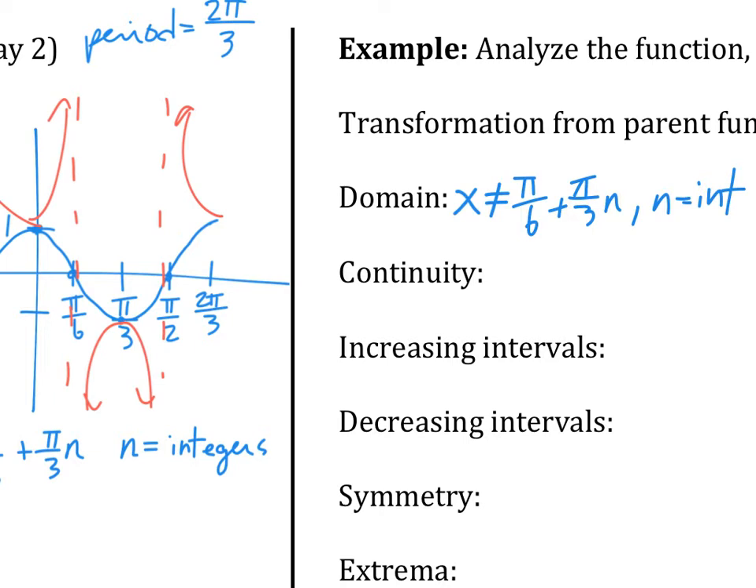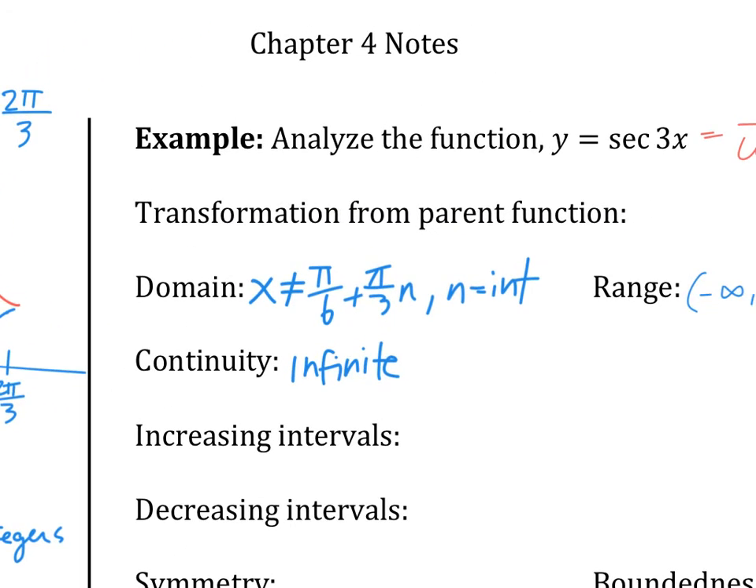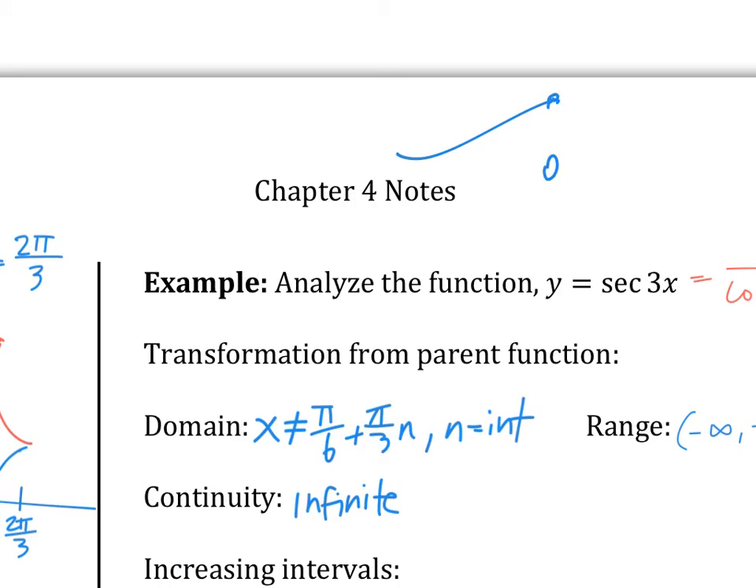Okay, continuity. When you have vertical asymptotes, it's going to be infinite discontinuity. Jump is like your graph goes like that and jumps. So that's not a jump. Infinite discontinuity.